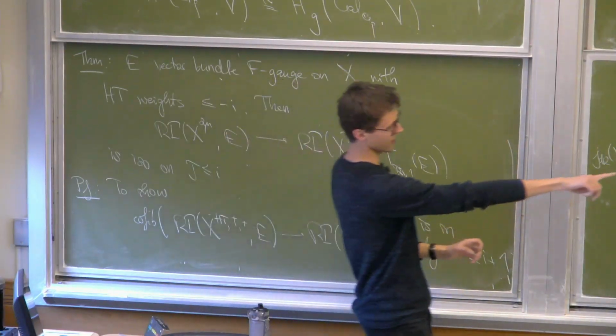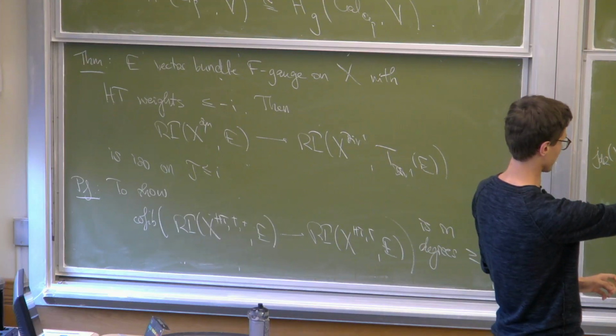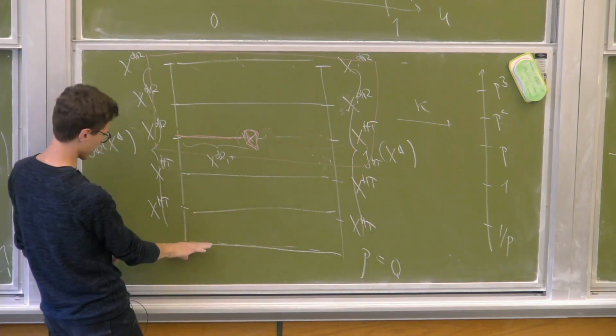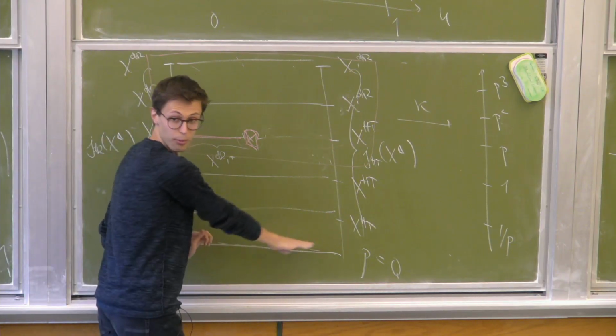But you also see why the first part doesn't work anymore, right? Because the first part somehow uses that you can ignore what's happening down below. But this only works if you don't see this p equals 0.